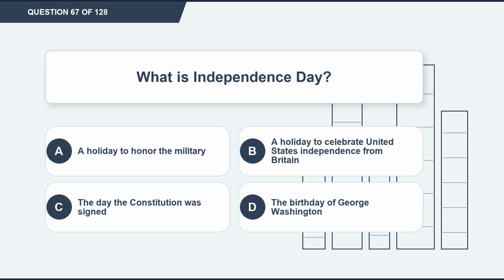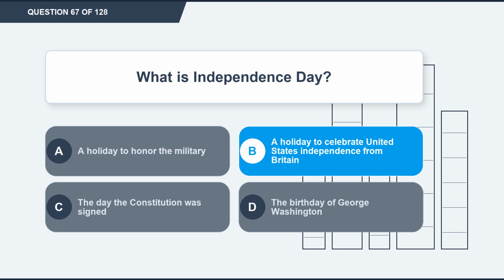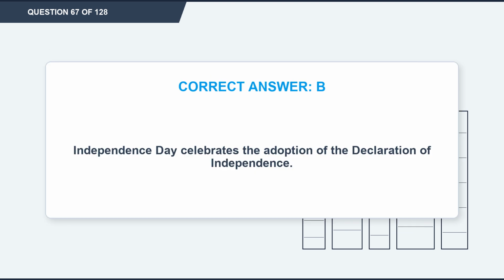Question 67. What is Independence Day? Option A, a holiday to honor the military. Option B, a holiday to celebrate United States independence from Britain. Option C, the day the Constitution was signed. Option D, the birthday of George Washington. The correct answer is option B, a holiday to celebrate United States independence from Britain. Explanation. Independence Day celebrates the adoption of the Declaration of Independence.